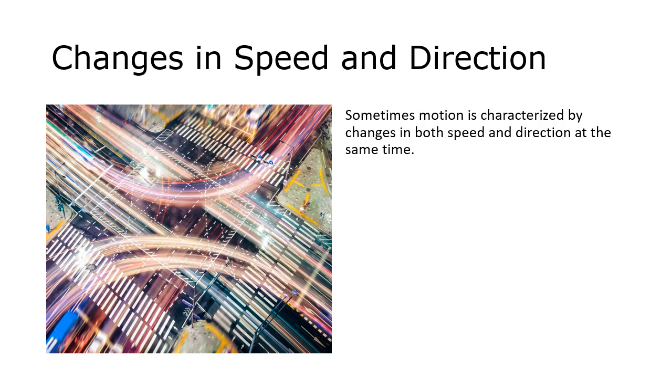Sometimes motion is characterized by changes in both speed and direction at the same time. Passengers in a car moving along a winding road experience rapidly changing acceleration. The car may enter a long curve at the same time that it slows. The car is accelerating both because it is changing direction and because its speed is decreasing.